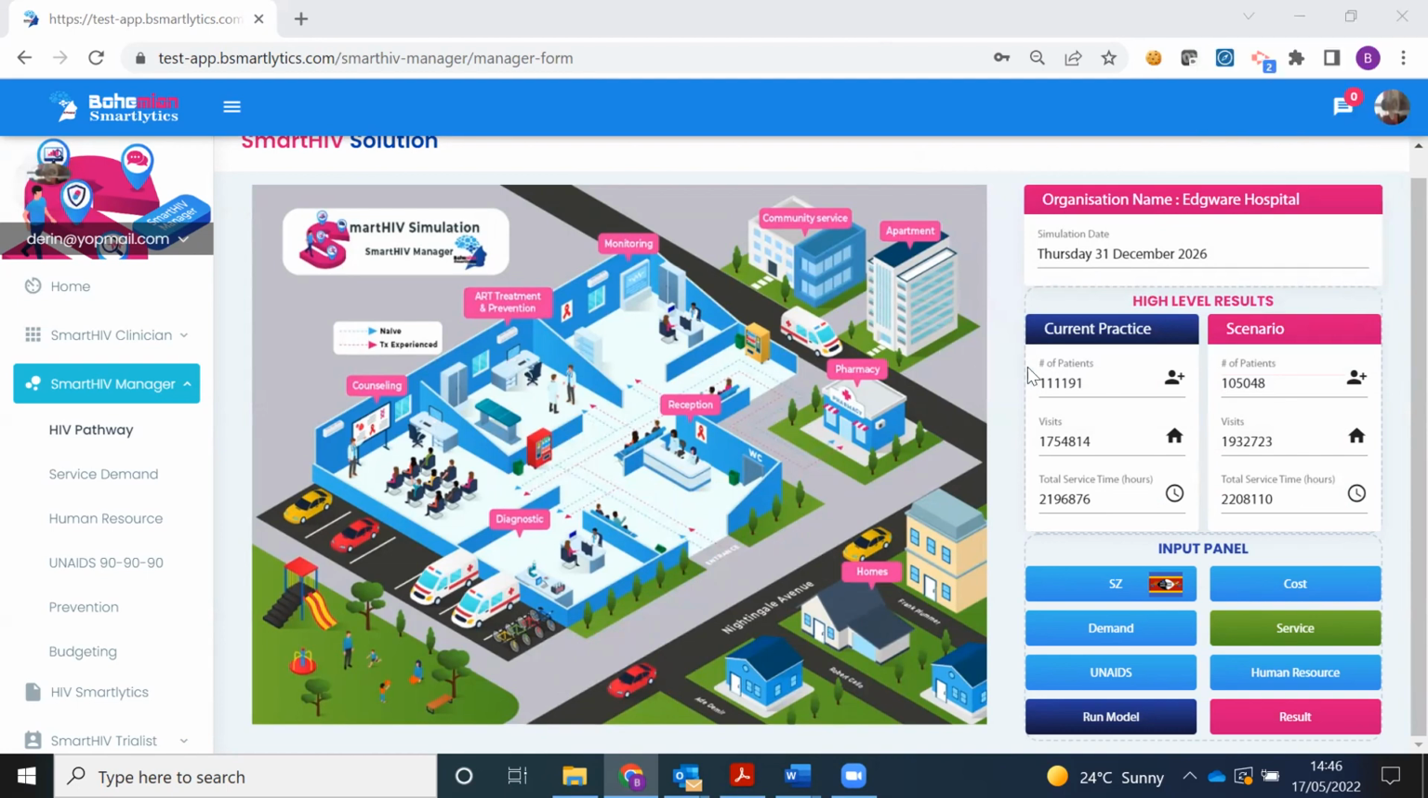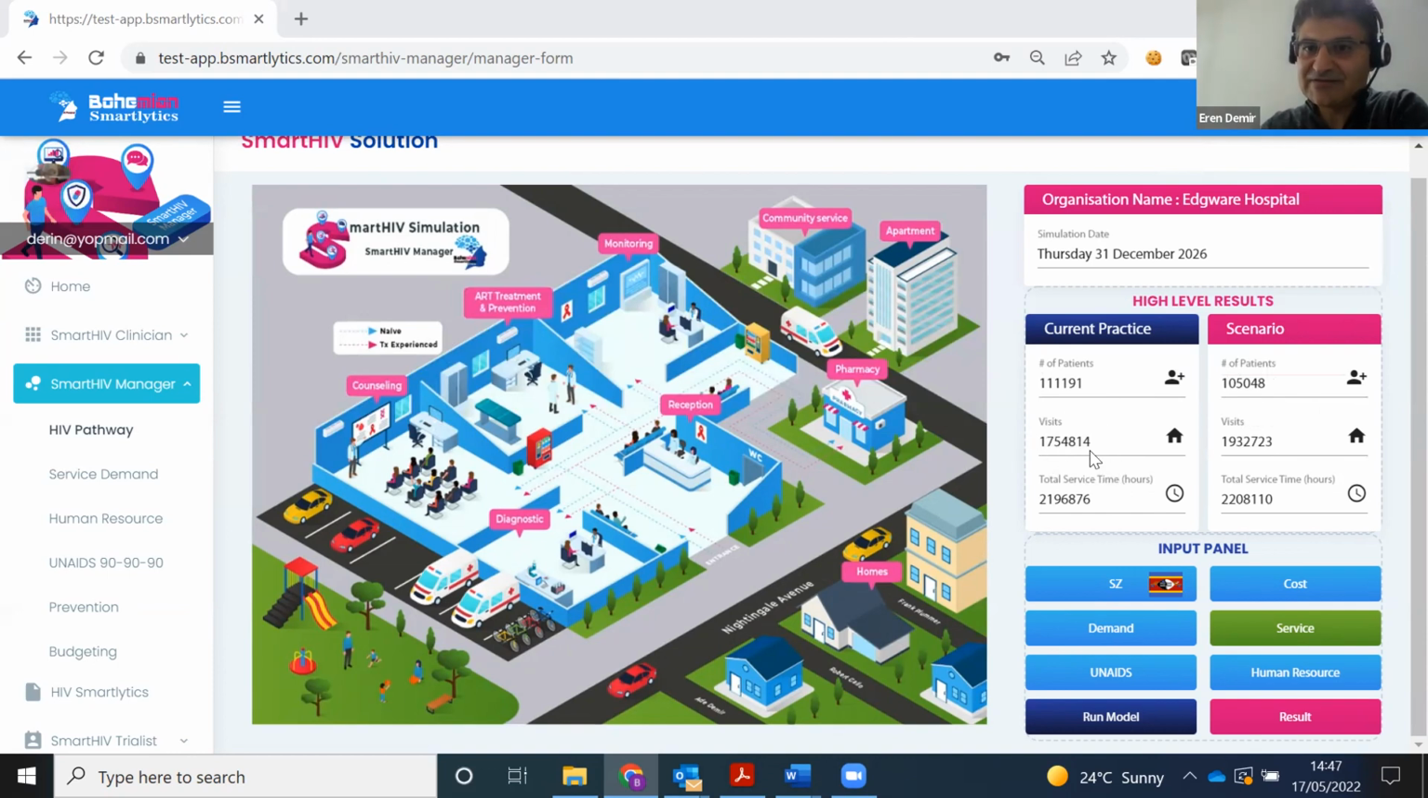Okay, that's good. So at present, you've got 111,000. By the end of this 5-year period, based on your 12,000 PEP, you're going to have this many patients by 2026. However, if we increase it to 20,000 PEP, it's going to come down to about 105,000, because of the number of averted cases.